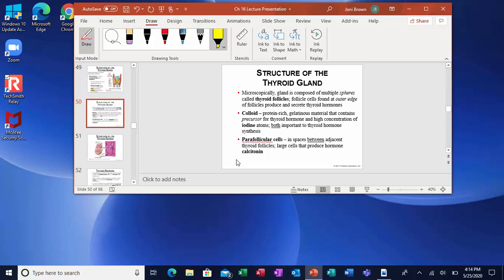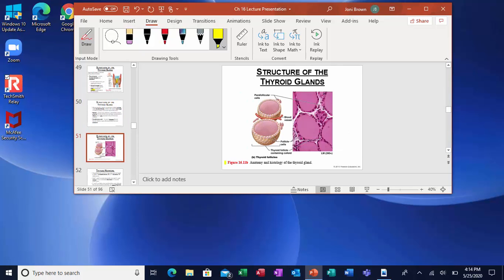The colloid, if you look here, the colloid, that's that middle part there that you see in the thyroid. You'll see this in our lab. It is a protein-rich material. It's gelatinous, and it's a precursor to thyroid hormone. And it has a high concentration of iodine atoms, which are necessary to make thyroid hormones. So we have to have iodine. That's why our salt is iodized.